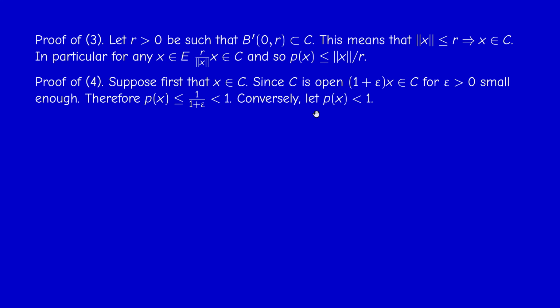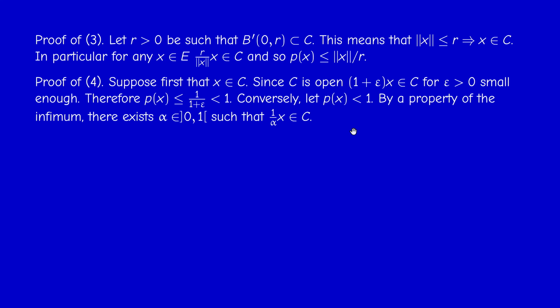Now, conversely, suppose that p of x is less than 1. You have to prove that x is in C. By a fundamental property of the infimum, there exists alpha in the set that we talked about, such that alpha is less than 1, so it's less than the infimum, and 1 over alpha x belongs to C. So this means that alpha belongs to the set, but it's strictly less than 1.